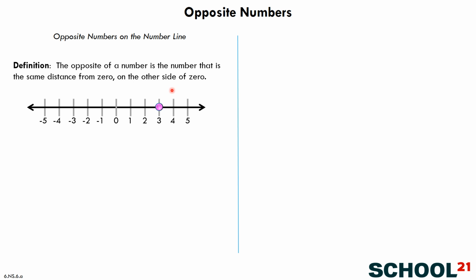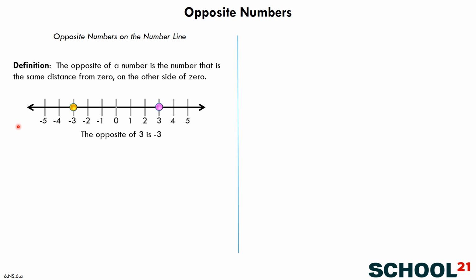Okay, so now let's think about what the opposite of positive 3 would be. It's the number that is the same distance from 0 on the other side of 0. So it's going to have to be somewhere over here. What would that be? Negative 3. That's right. So we'll go ahead and graph that. So the opposite of 3 is negative 3.